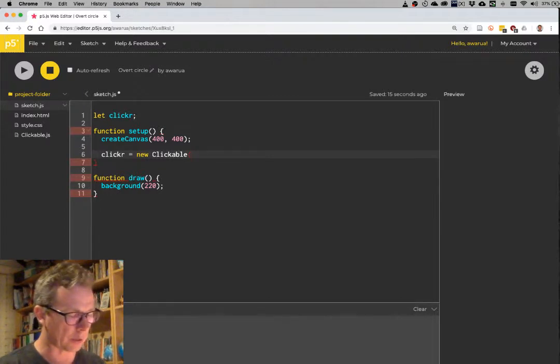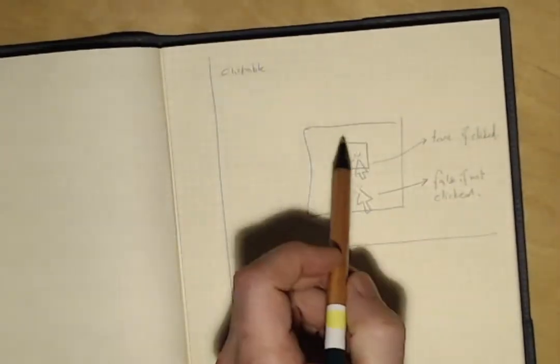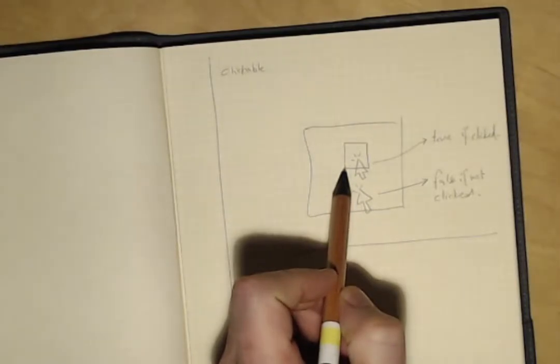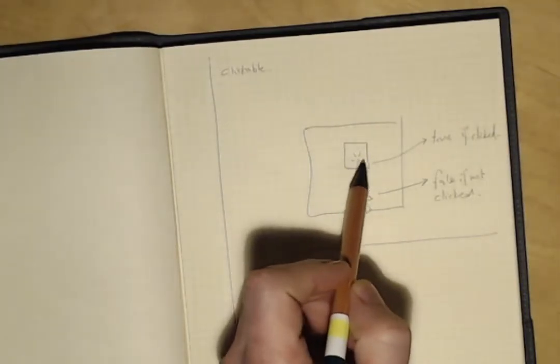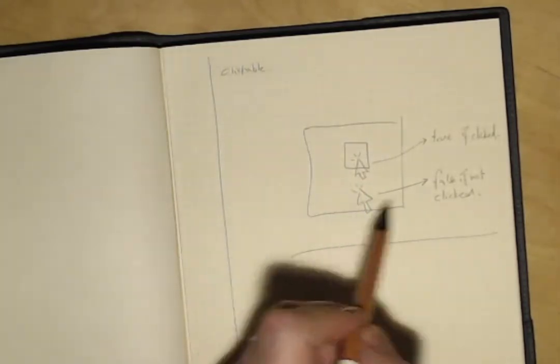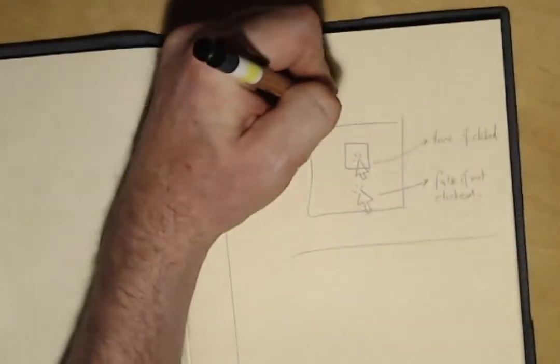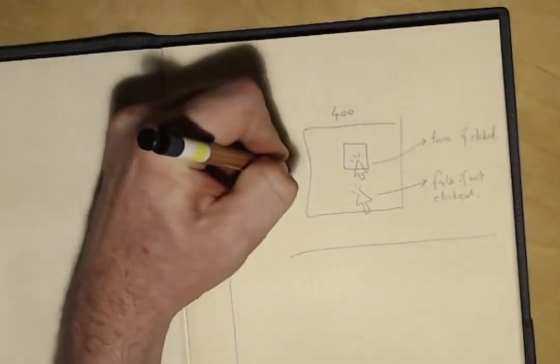Now if I think about what I want this to do, let's look at this little sketch I've made. Basically what I want to do is draw it in the middle of the screen, and if you click inside it, it's going to return true, or it's going to cause something to happen. And if you click outside it, it's going to return false, so nothing's going to happen. And this is 400 wide and 400 high.